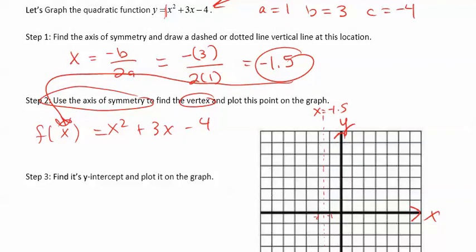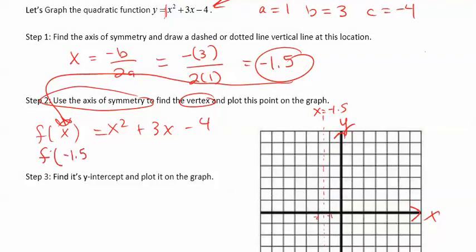And remember, if I have a function, then each x value has to be paired with one y value. So that means that if I find the y value on the axis of symmetry, then that particular point is going to be my vertex, and that's the only point that's on that line of symmetry. Okay, so let's plug in our axis of symmetry, our x value.